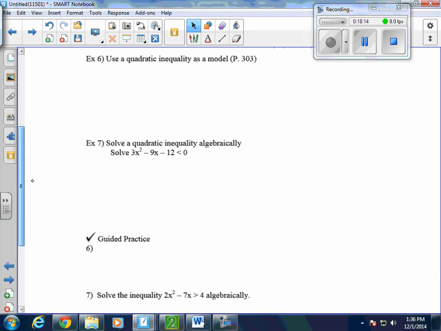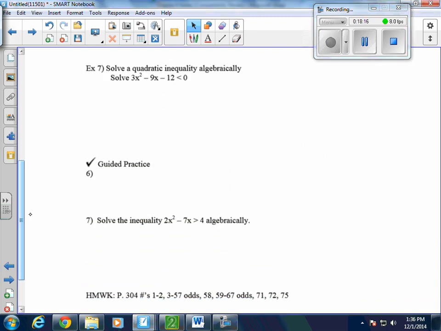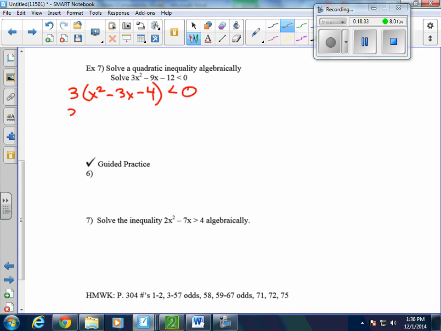We're going to jump down to example 7. It says solve a quadratic inequality algebraically. The first thing we're going to do is try to factor this one. If I take out 3, I get x squared minus 3x minus 4 is less than or equal to 0. So x minus 4 times x plus 1. I know that my x-intercepts are going to be at 4 and negative 1.